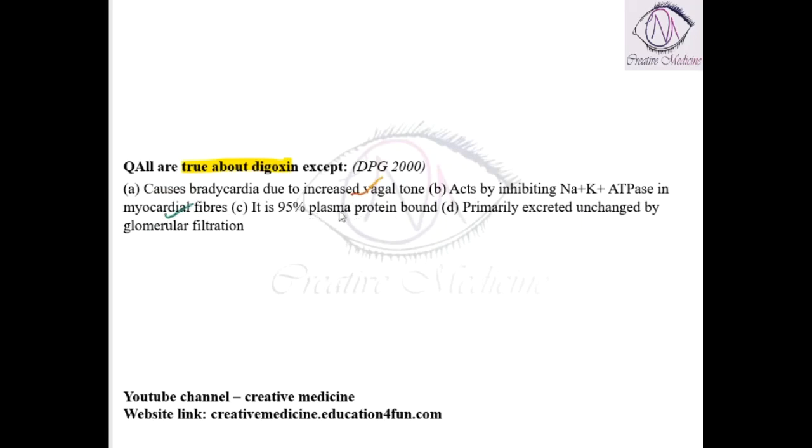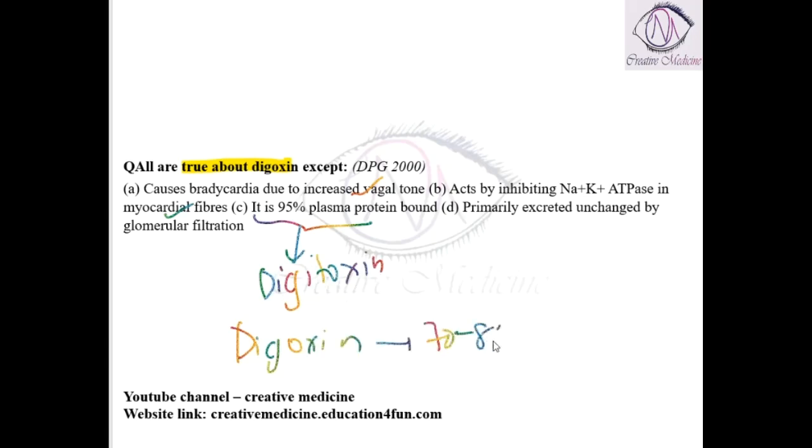95% plasma protein bound. See, 95% plasma protein bound is digitoxin, whereas digoxin is only 70 to 80% plasma protein bound. Digitoxin is 95% plasma protein bound, primarily excreted unchanged in glomerular filtration. True. So this is the false statement. Sorry, this is the false statement.